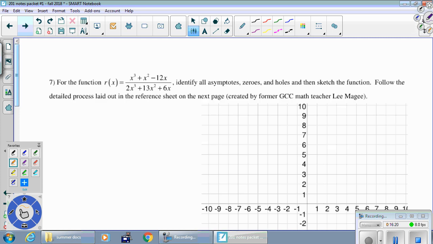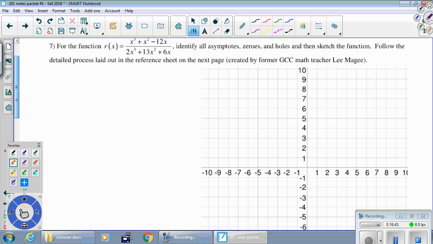Okay, number 7, it's kind of a long problem here. For this particular function, we're going to find asymptotes, zeros, and holes, and then sketch the function. We're going to follow the detailed process laid out in the reference sheet on the next page, created by former GCC math teacher and a good friend of mine, Lee McGee. So the process is on the next page, so we'll just go through them in order.